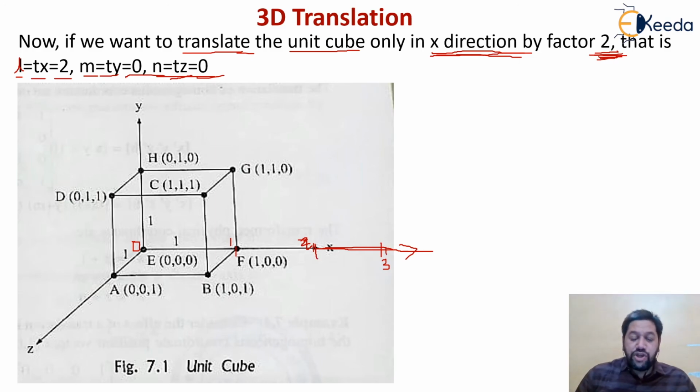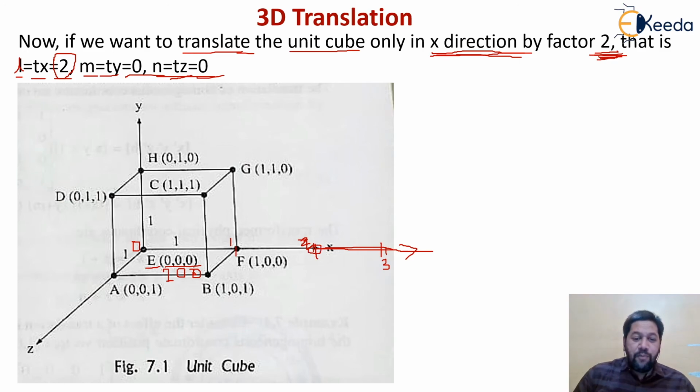Now what will happen in this case? Suppose I take the example of point E. Point E has x value 0, y value 0, z value 0. The x value will be added with plus 2, because I want to translate in the x direction by 2. So the new value of E will be x equal to 2, y equal to 0 plus 0, which is 0, and z equal to 0. I want to move the E point by 2: this is 0, 1, 2. So the E point comes over here.